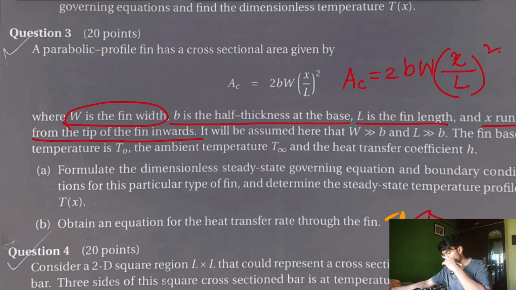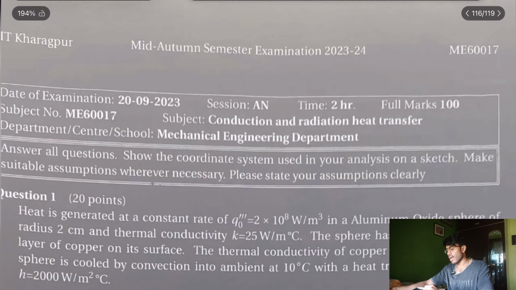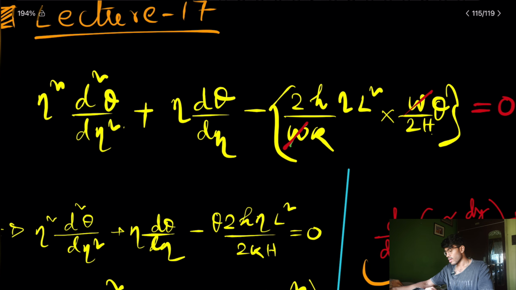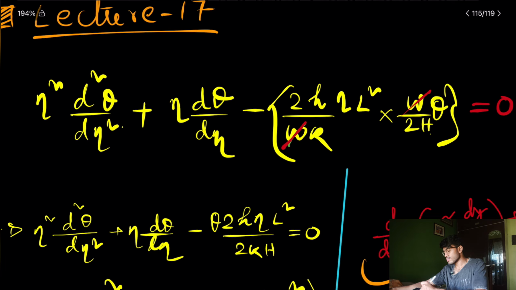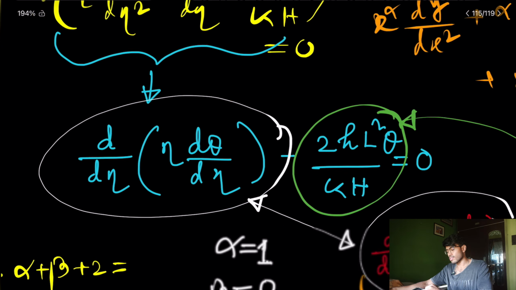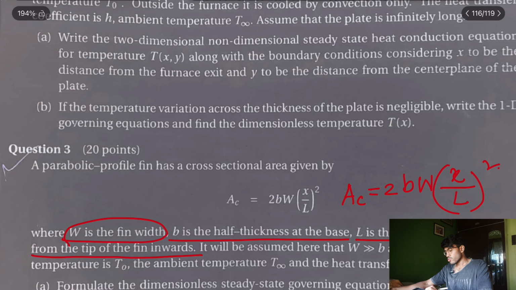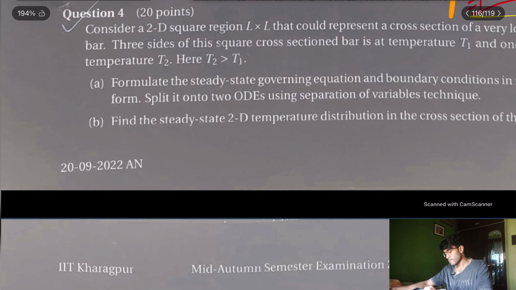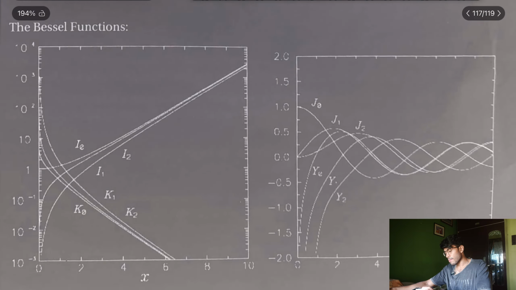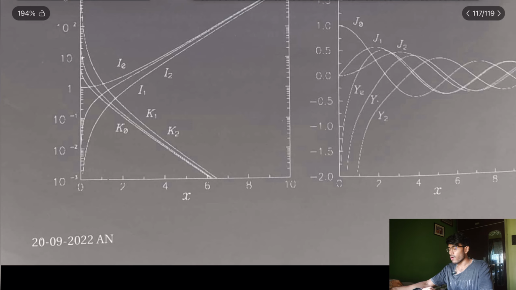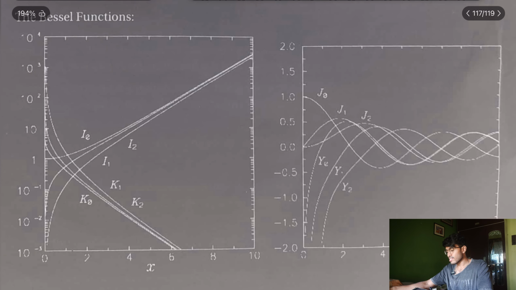Okay, now one thing, you have to make this dimensionless, and that I have already done here. So I have converted this T into theta and this x into eta. You have to do the same thing. Okay, so that is your homework. Okay, now one more thing about the Bessel function, then we will move to something else.